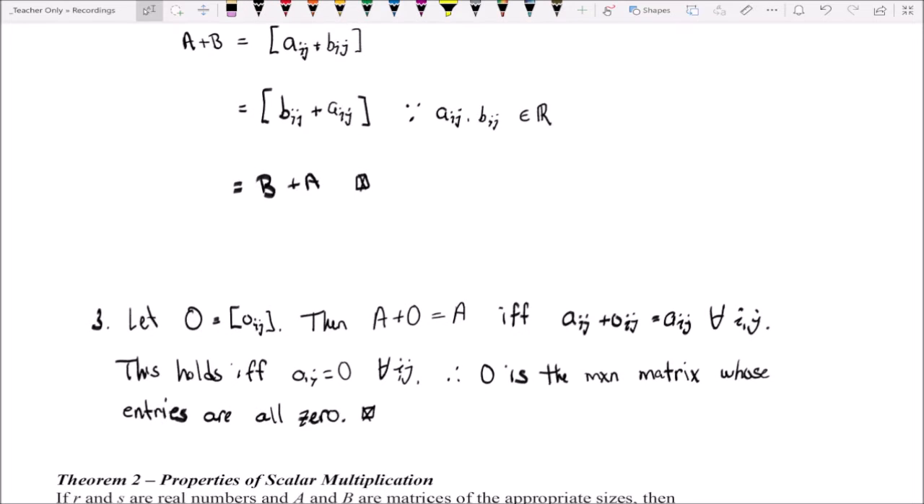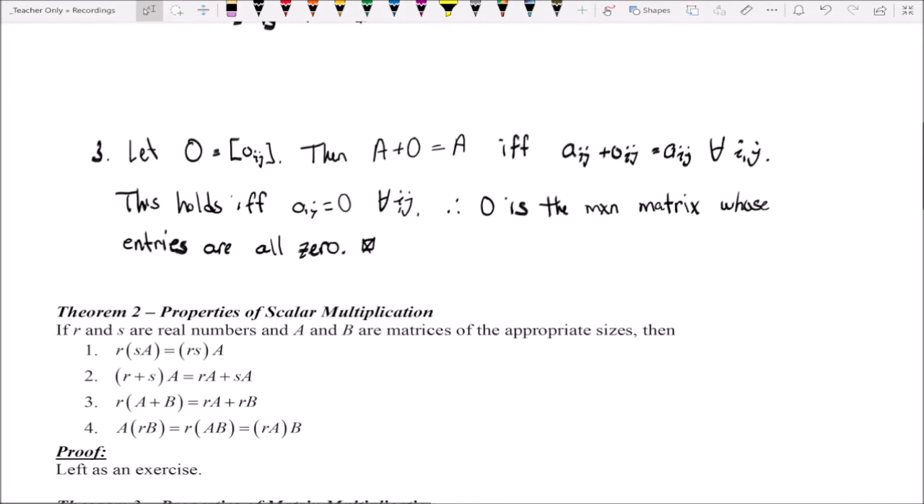We next look at properties of scalar multiplication. So R and S, let them be real numbers, and let A and B be matrices of the appropriate sizes. Then R times (SA) is equal to (RS) times A. What this is saying is if you're taking the scalar multiple of a scalar multiple of a matrix, you can just multiply the two scalars together first and then multiply that by the matrix.